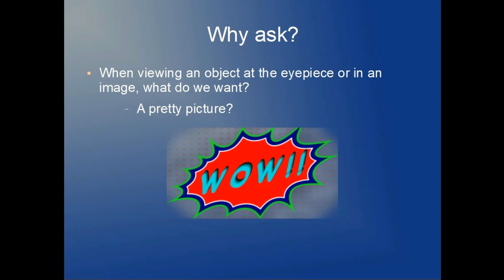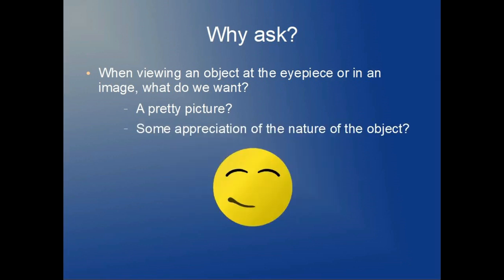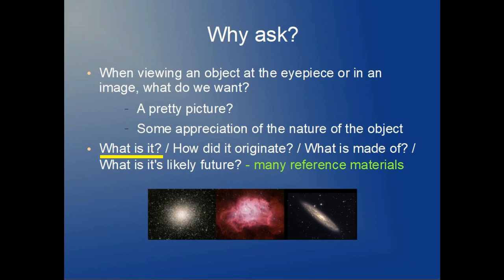But is that all? No, really. We would soon tire of using our telescopes if that was the case. No, we also want to understand the nature of the object. That way, we give real meaning to our observing. So, what kind of information do we want? Well, for starters, what kind of object is it? Is it a galaxy, or a star cluster, or a diffuse nebula, etc., etc.?